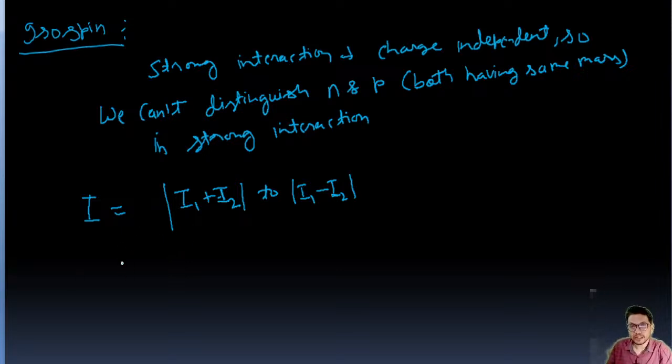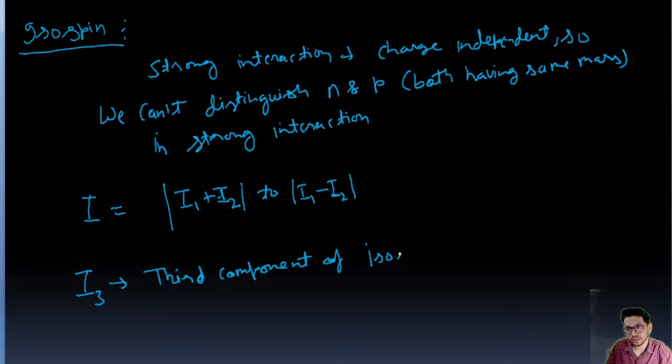Now we'll find the third component of isospin, denoted by I3. I3 is very important in particle physics. Once we find the value of I, I3 is going to range from minus I to plus I. Very important.